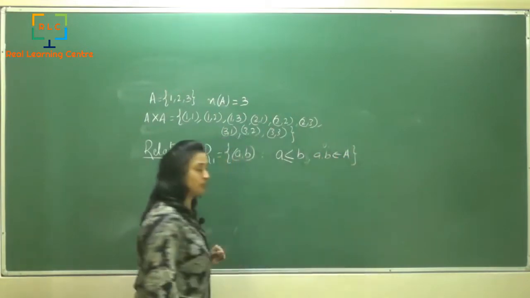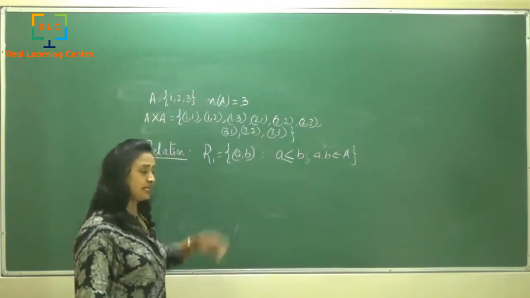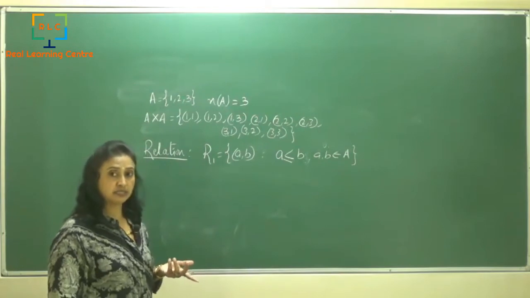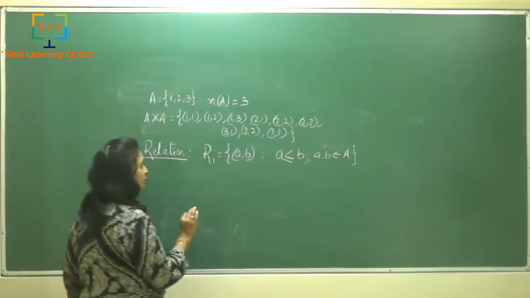So I have given you a relation on the set A. Like this I can give you anything: a + b = 3, I can say, or b is divisible by a, etc. Any kind of relation can be defined.